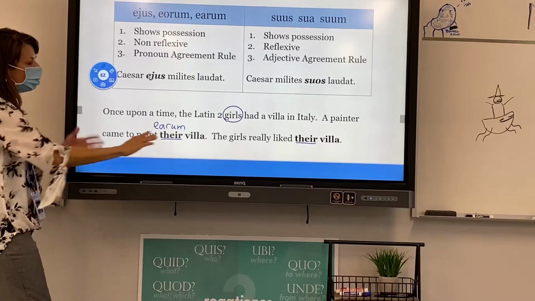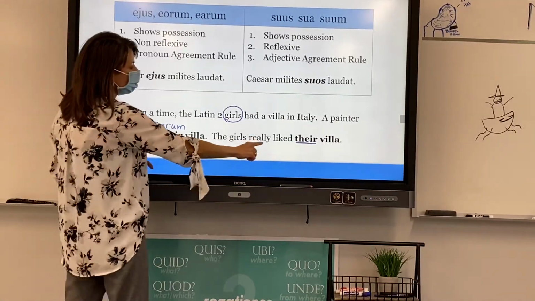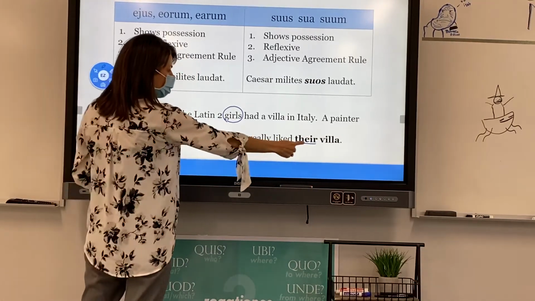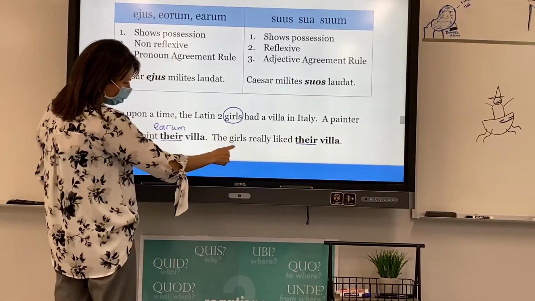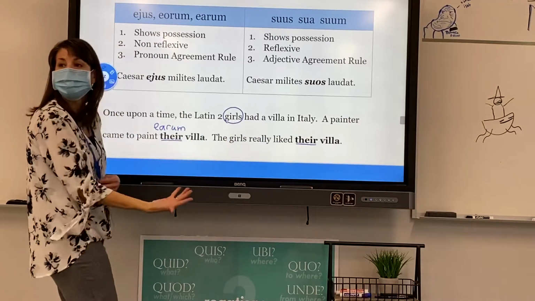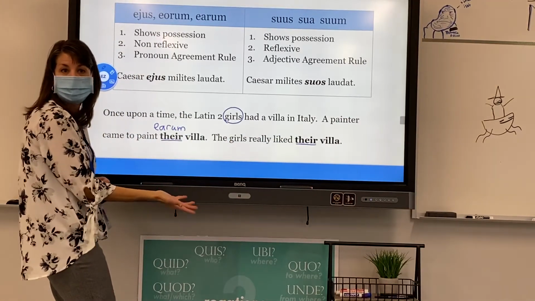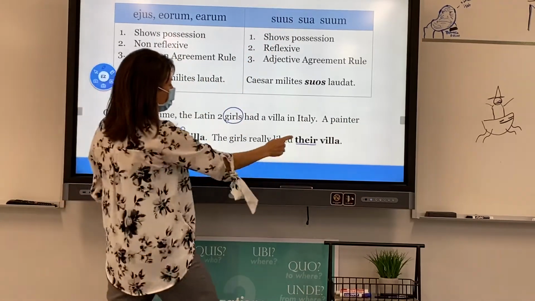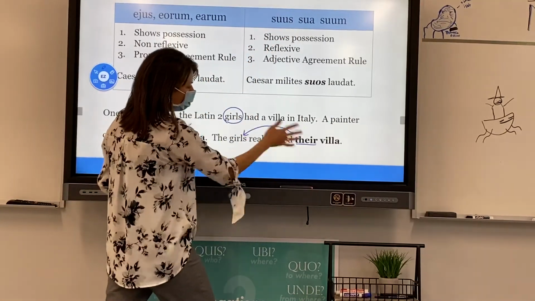Okay, let's look at this sentence. The girls really liked their villa. Okay, which is talking about the girls. Is the subject girls here? Yeah, so now I can do their own villa. So now I'm gonna use this one, right? Okay, so it's gonna reflect, so it's reflexive.